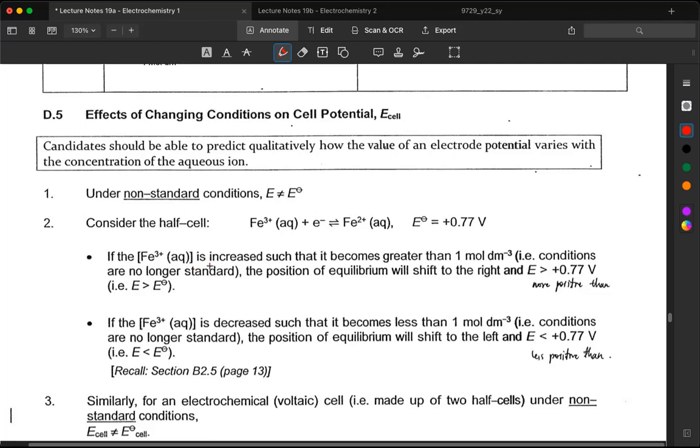Let's say, depend on what you are changing, okay? If you are going to increase the concentration of Fe3+, you want to make this beyond 1 mole per dm cube, you have to consider Le Chatelier's principle, how the equilibrium shifts. With increased concentration of Fe3+, the position of equilibrium will shift to the right. When it shifts to the right, it means that reduction occurs more readily. It means your E value will increase.